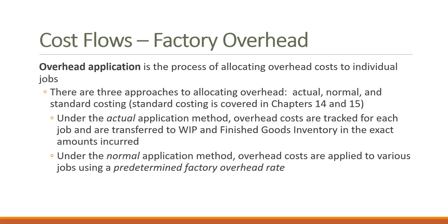At the end of jobs, we allocate overhead costs to individual jobs. We have actual, normal, and standard costing. Under our actual application method, overhead costs are tracked for each job. Under the normal application method, overhead costs are applied to various jobs using a predetermined factory overhead rate. If you'll remember, that predetermined factory overhead rate is the most common way to apply overhead. We can have a single predetermined factory overhead rate, or we can have multiple rates depending on which cost system we use for applying overhead.